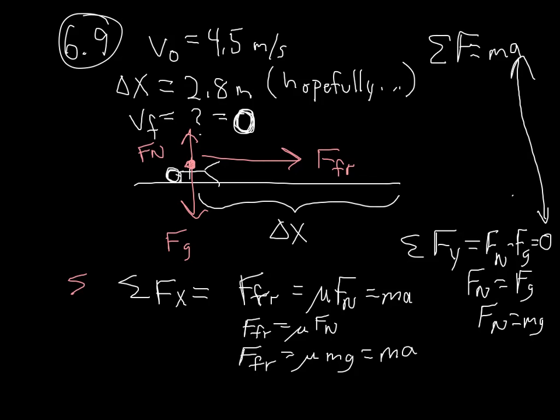What can I do to mass? I can cancel it out. I don't care what mass this guy is. He can be the fattest baseball player you have ever seen, and this will still work. And I can use all of this to find what a is. a is equal to mu times g. That's going to be the magnitude of his acceleration.